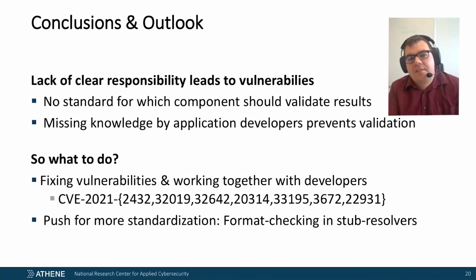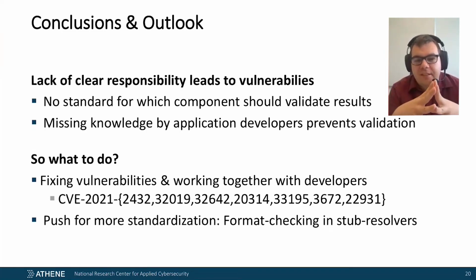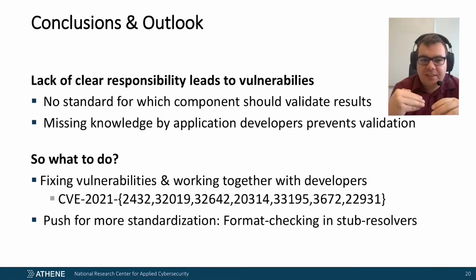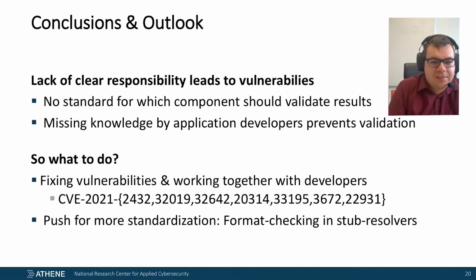Anyway, let's just look a bit at the conclusions and the outlook. And essentially the conclusion of our paper is that in this topic, there's a lack of clear responsibility for which component should validate input which comes from the DNS. There are three components: the resolvers, the libraries which parse the data and give it to the applications, and the applications themselves. And there's no standard which says which component should do this. And what this leads to is essentially that none of the components do it, instead of all of them doing it, which would be the ideal case.